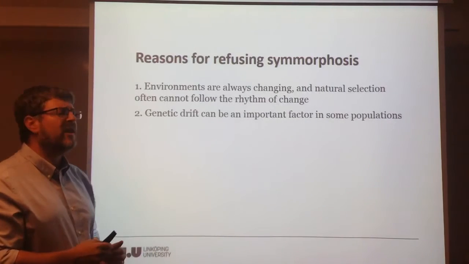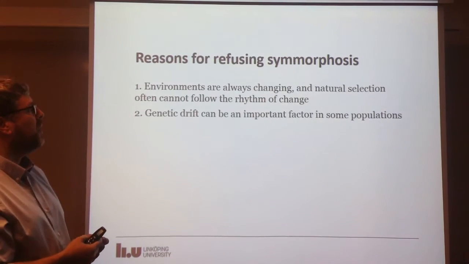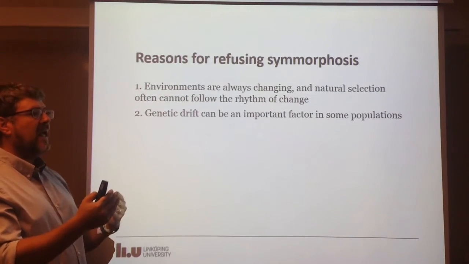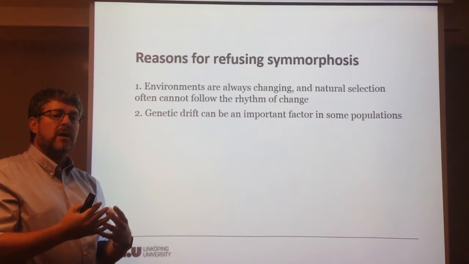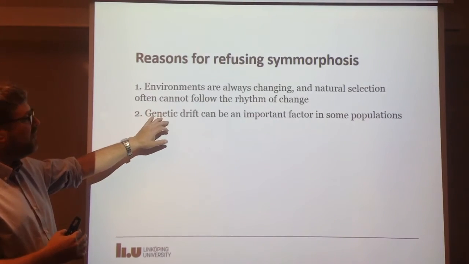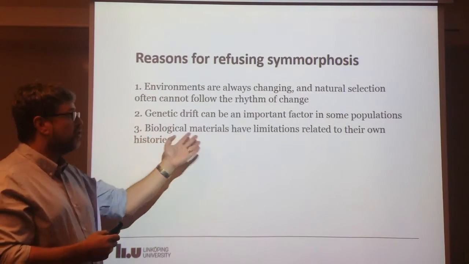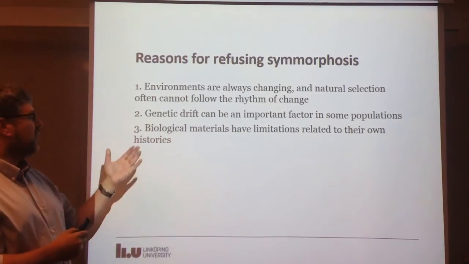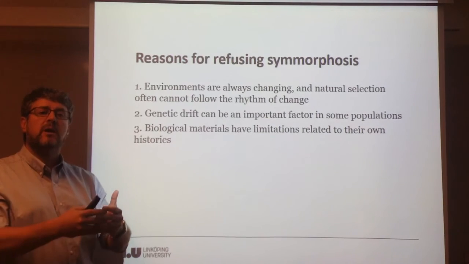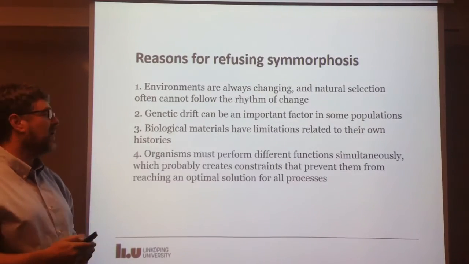And of course, we can look into many different reasons for refusing Symmorphosis, starting from basic, simple evolutionary theory. In the first place, environments are always changing, so an animal cannot accommodate to a single situation, but has to cope with multiple varying environments. Genetic drift is also an important factor in determining how populations change. Biological materials have limitations, related to their own histories. So it's not that everything is possible in biology. The animal has to come up with improvements based on the structure it already has, and it has to keep being functional.